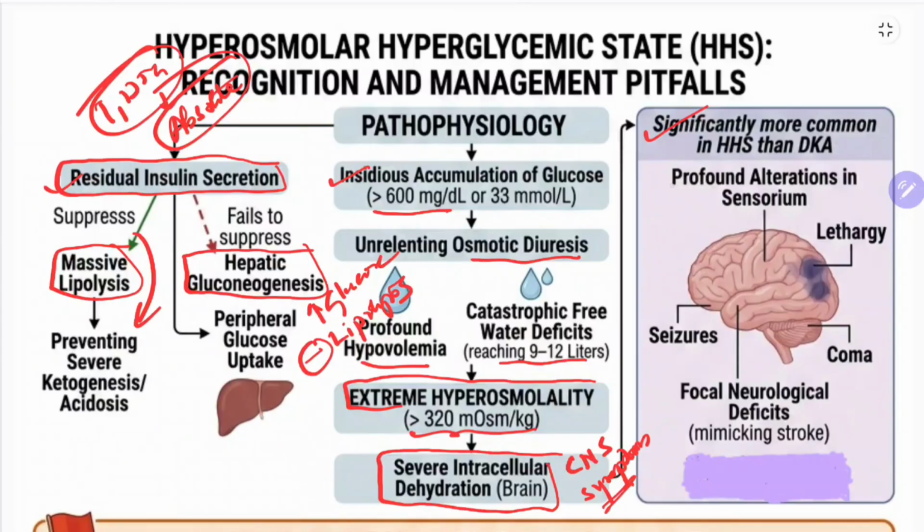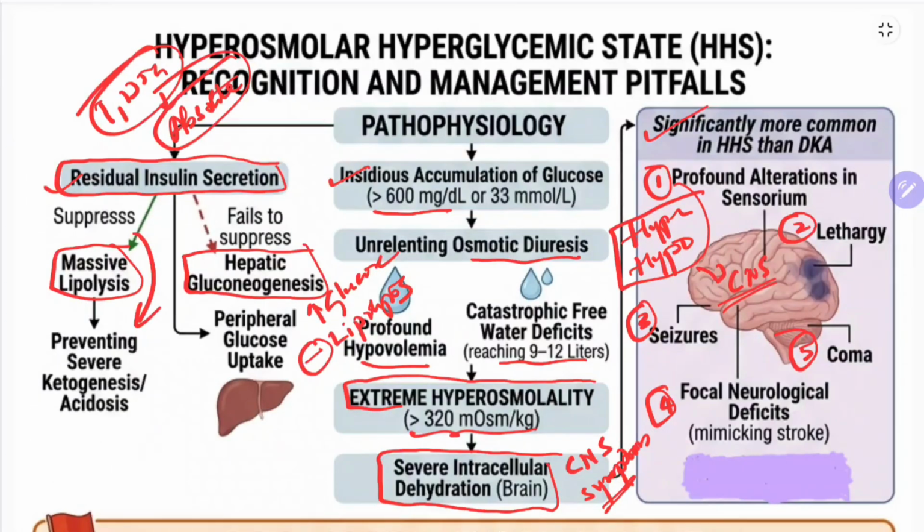There will be profound alterations. They can present with altered sensorium. Second, they can present with lethargy. They can present with seizures. They can present with focal neurological deficits mimicking stroke. Fifth one, coma. So be it hyperglycemia or hypoglycemia, the patient can present with CNS symptoms. Both hyperglycemia and hypoglycemia can cause CNS symptoms.